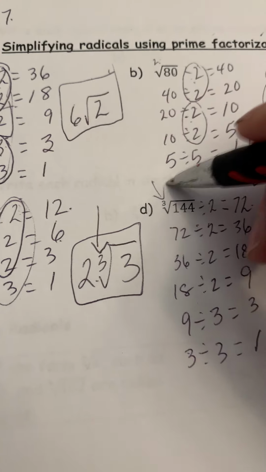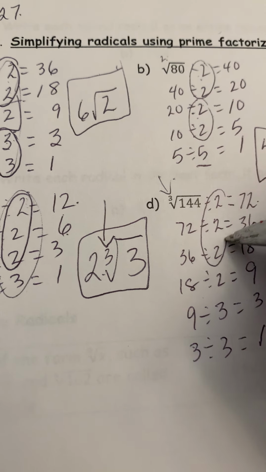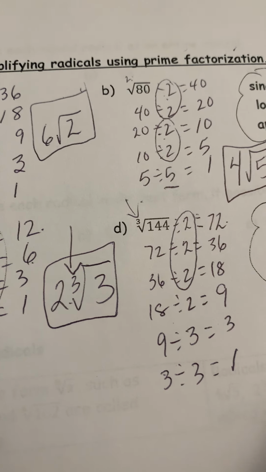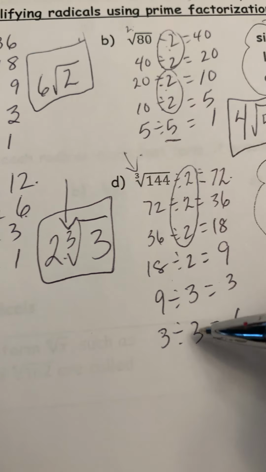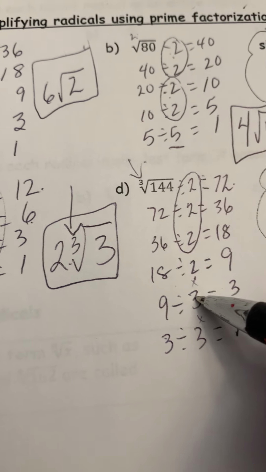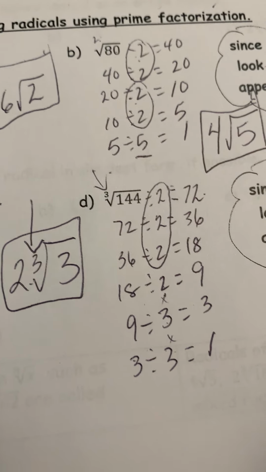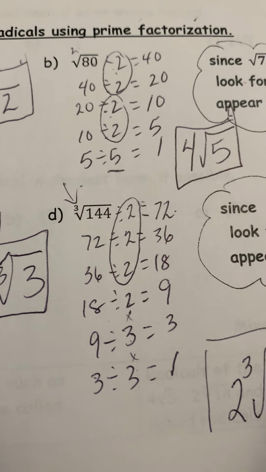Okay, now we've got an index of 3 there. So are there any numbers that show up in groups of 3? Certainly, right here. So we're going to write down 2 cube root, and now we have all these numbers left over. So what we do is we just multiply them together. 2 times 3 is 6. 6 times 3 is 18. Okay, so that would be our answer.